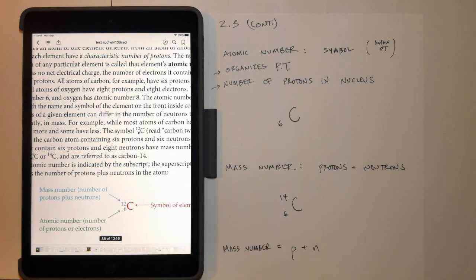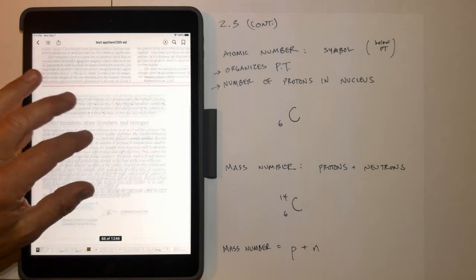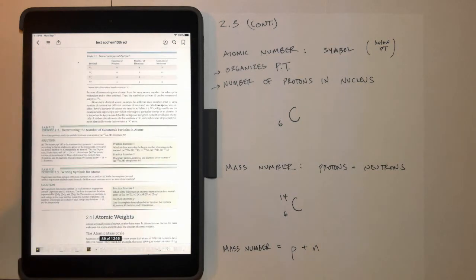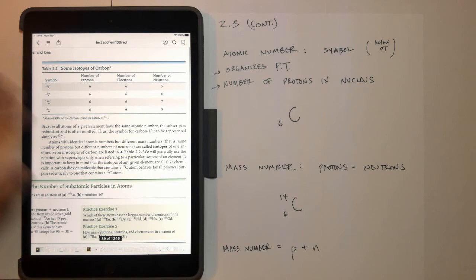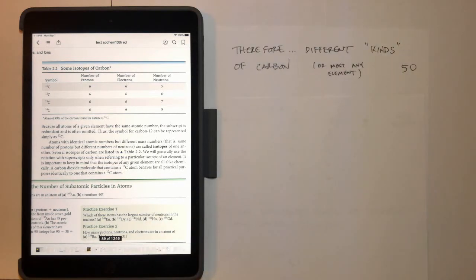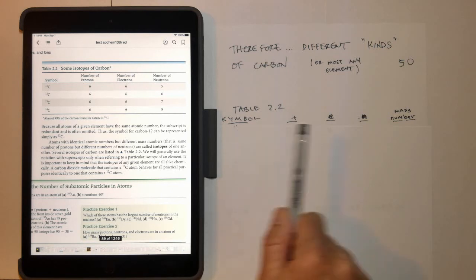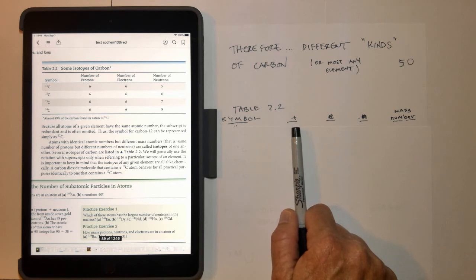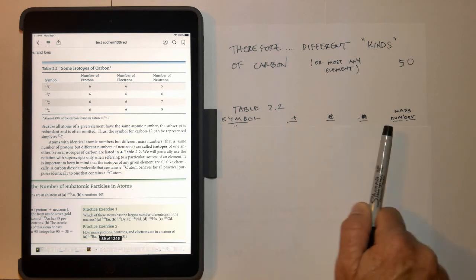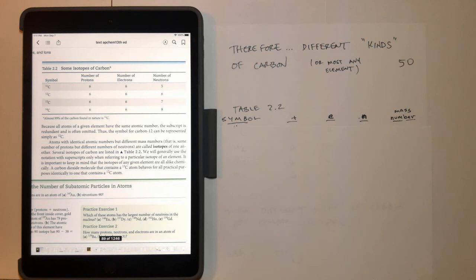Since there's carbon-14 right here, and you can see in the book there's this thing called carbon-12, there must be several different types of carbon in the world, and there are. These different kinds of carbon that exist in the world, naturally or sort of unnaturally, or for most any element, are called isotopes of one another. If we look at table 2.2, we can write down the symbol of these different carbons, how many protons they have, how many electrons they have, how many neutrons they have, and then their mass number.